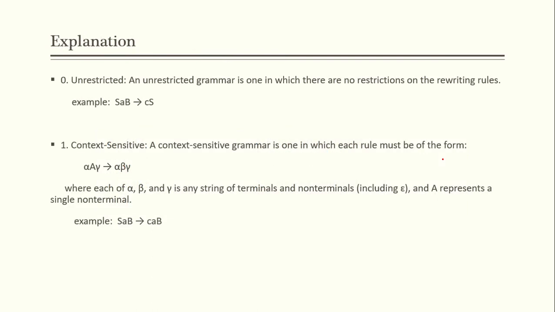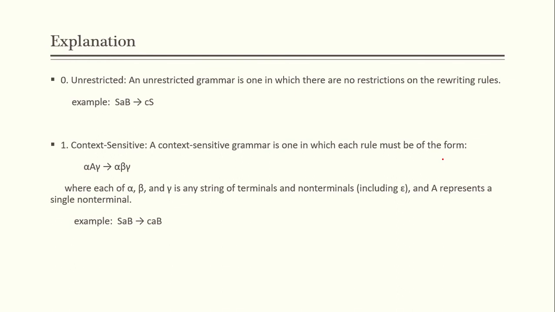Okay, now is the explanation of each of the types of grammar. The first one is unrestricted. Unrestricted means there is no restriction, there are no rules for these grammars. Okay, so an example is SAB goes to CS. In this example, S and B are non-terminals, A and C are terminals.